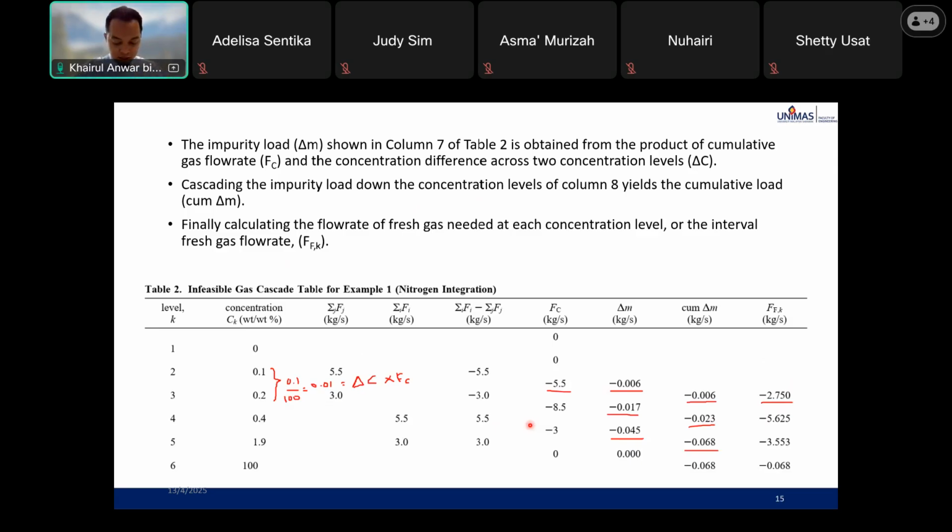So for the impurity load, we need to refer to page 5988 of the paper. This is the paper of Fu and Manan. So the impurity load delta N is shown in column 7 of table 2, resulting from the product of the cumulative gas flow rate FC and the concentration difference across two concentration levels. So there are delta C here.